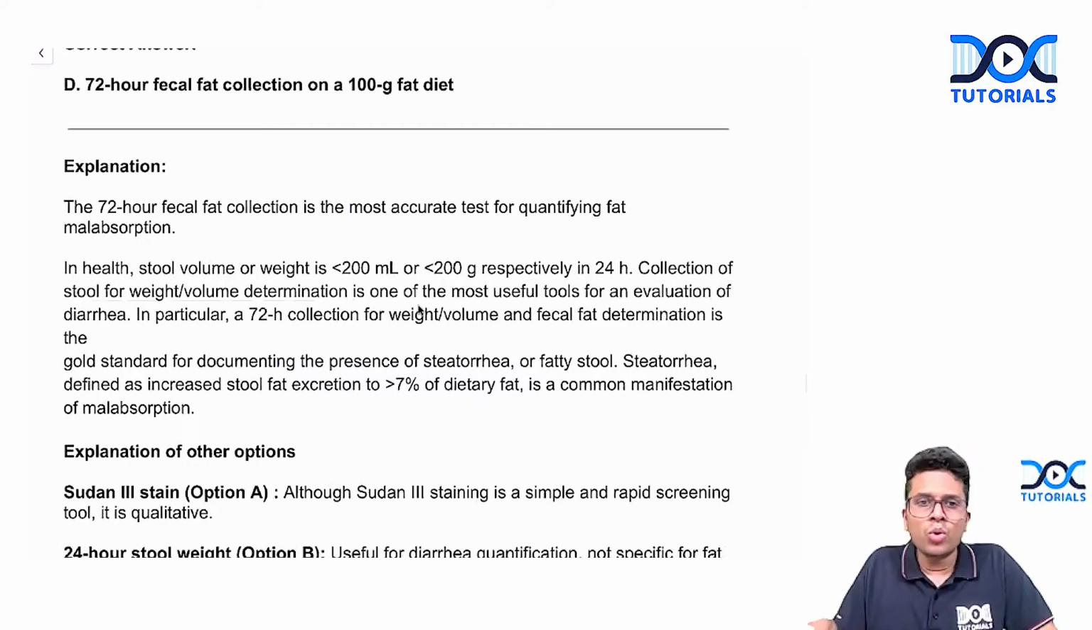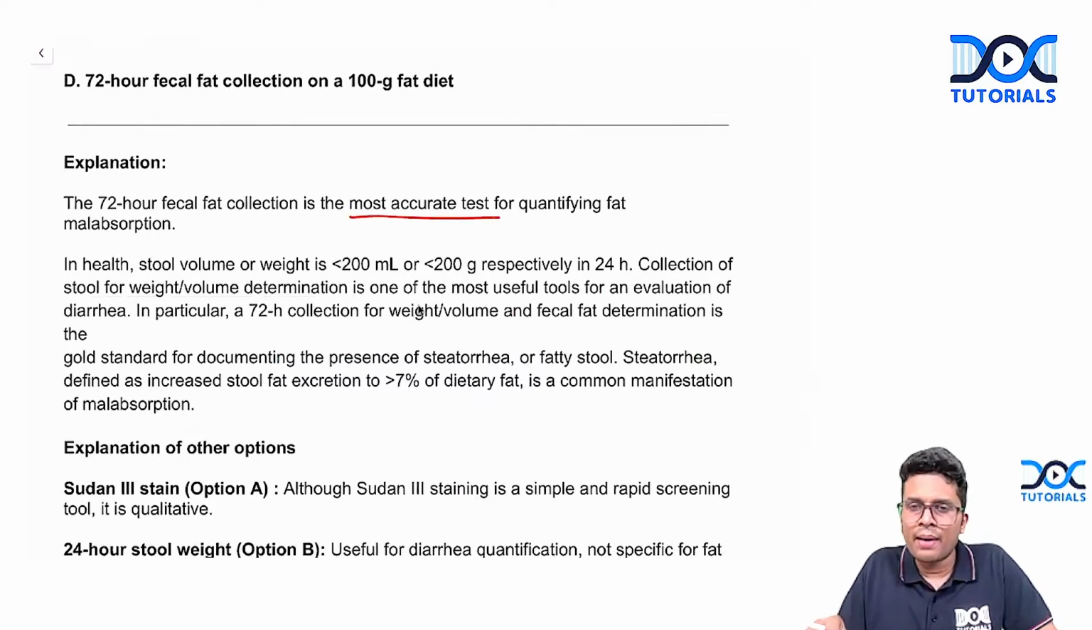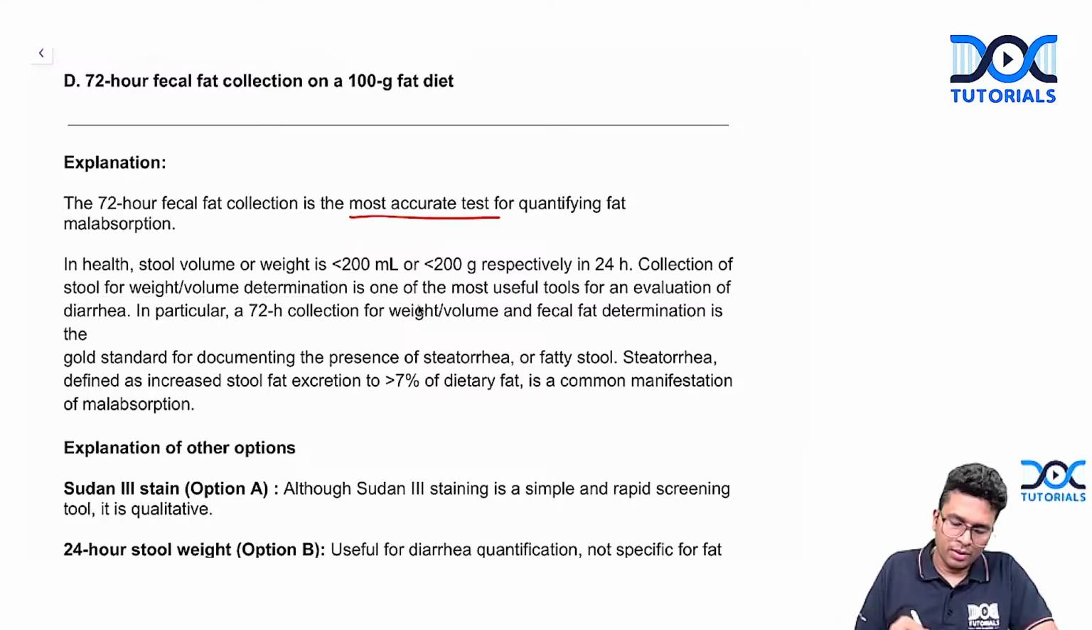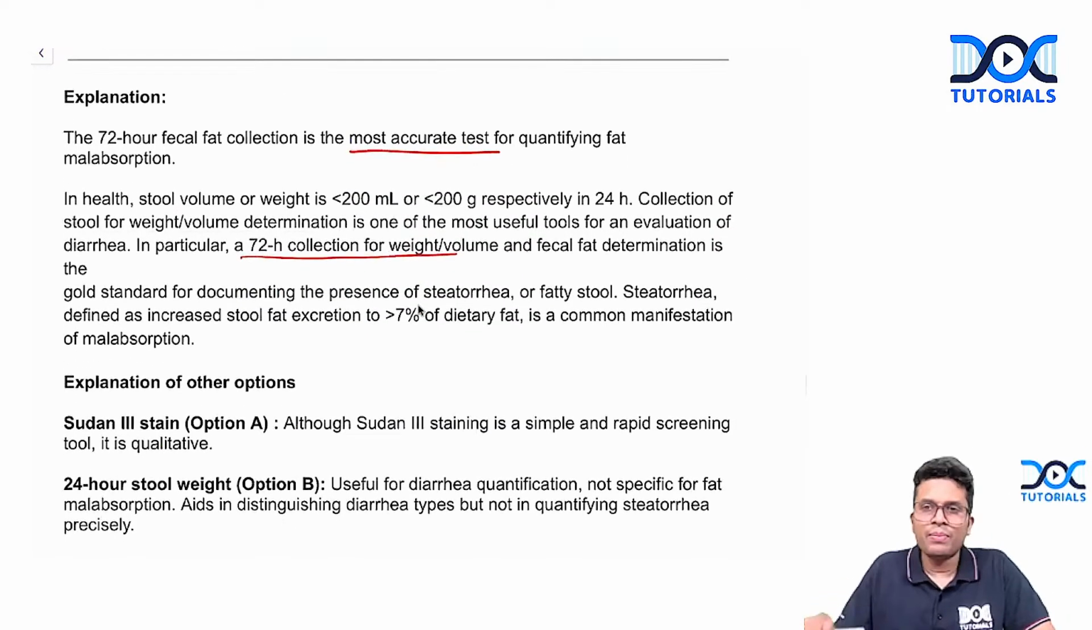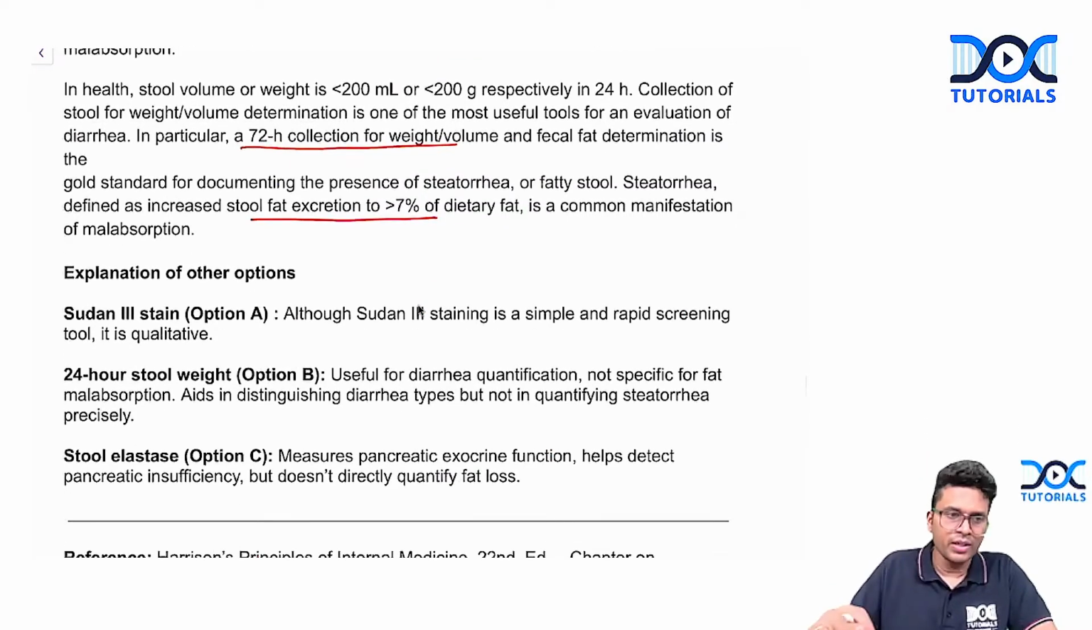Usually in health, the stool volume or weight is less than 200 ml or less than 200 grams respectively in 24 hours. Collection should be done over 72 hours after giving a high fat diet, and if the stool excretion is more than 7% of the dietary fat, it suggests malabsorption. This is the best quantitative test that you should know.